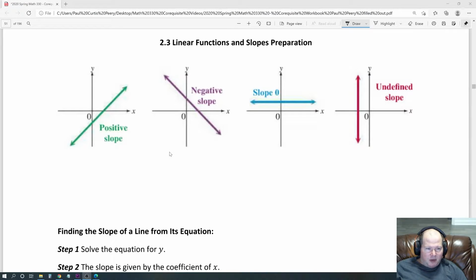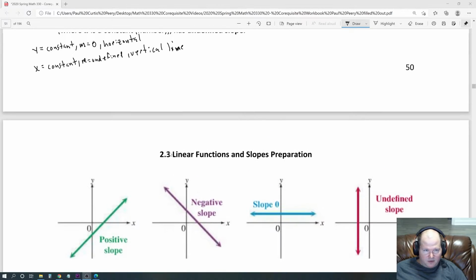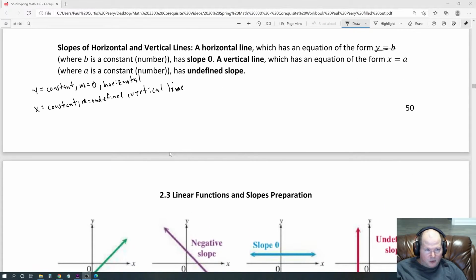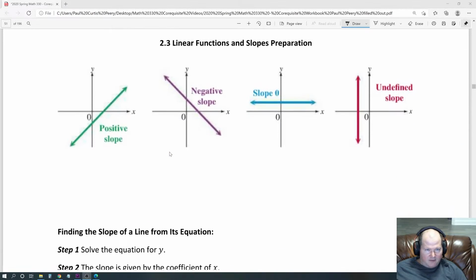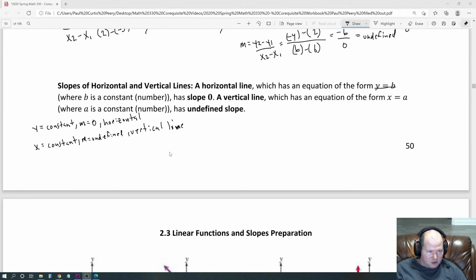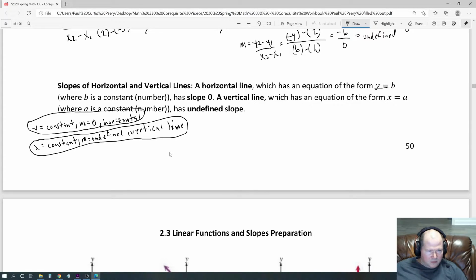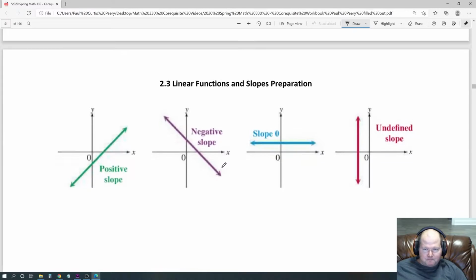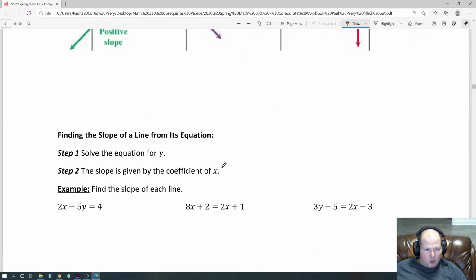This is just showing you, again, positive slope, negative slope, zero slope, and undefined slope. So you want to memorize these, and that's just the information we went over on the previous page. Same thing. We want to have all three of these items associated with each other. Y is constant, zero slope, horizontal line. X is constant, undefined slope, vertical line. So you need to memorize that.